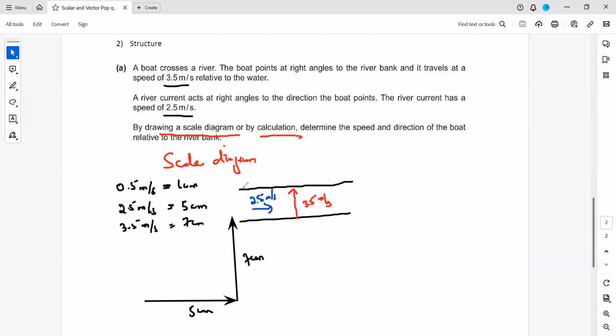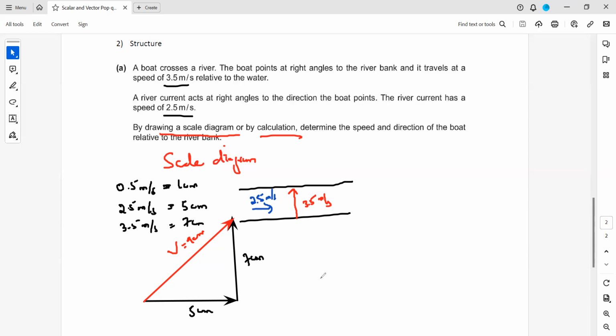What about the resultant? The resultant is always from the tail of the first to the head of the last. So this will give us the resultant velocity. How will we get it? We just have to measure this length using a scale or a ruler. Say this length comes out to 9 centimeters, for example. It can be any number depending on the correct scale diagram.